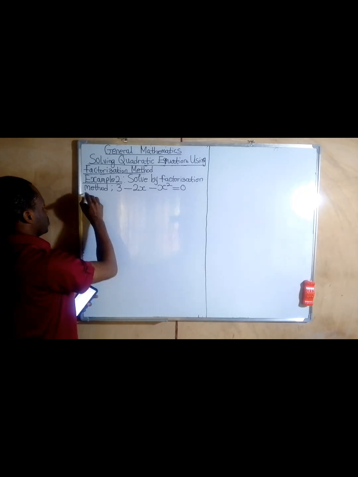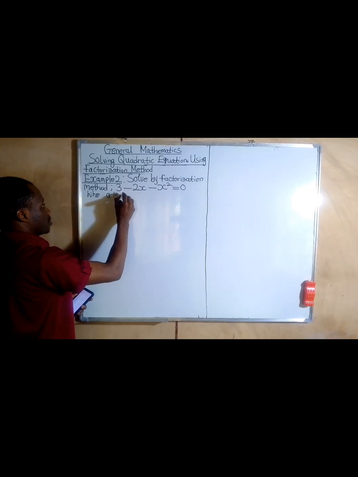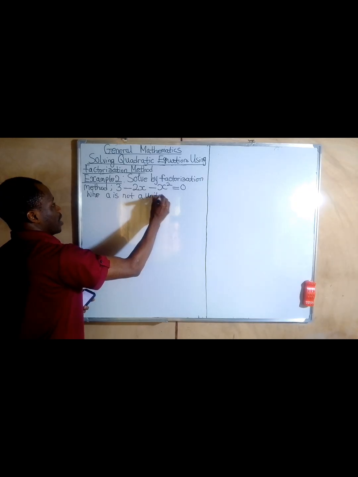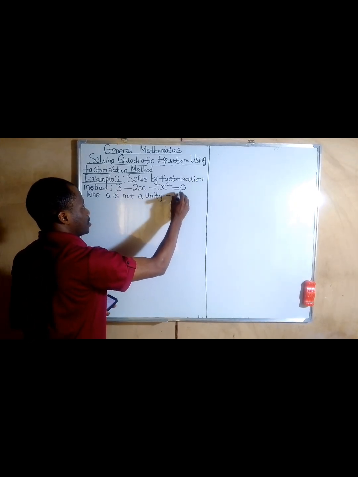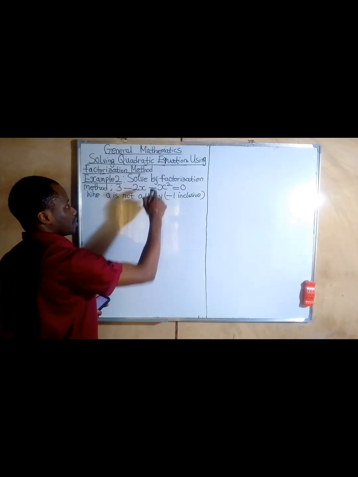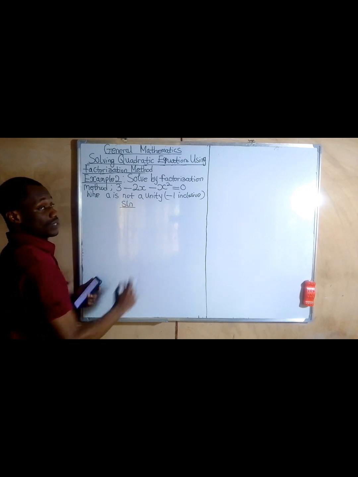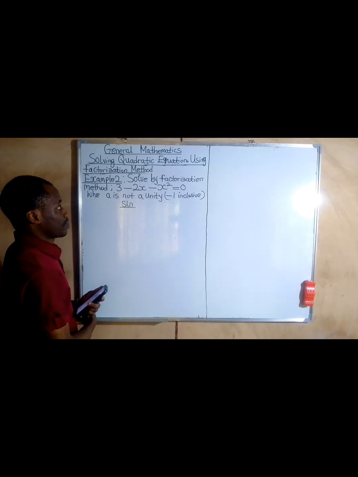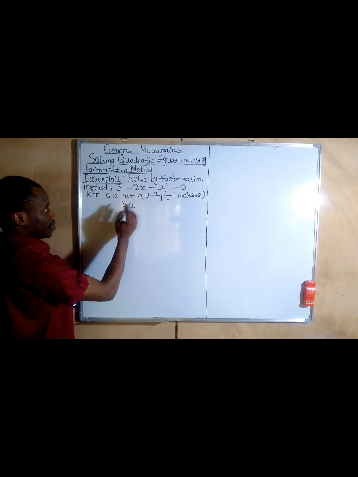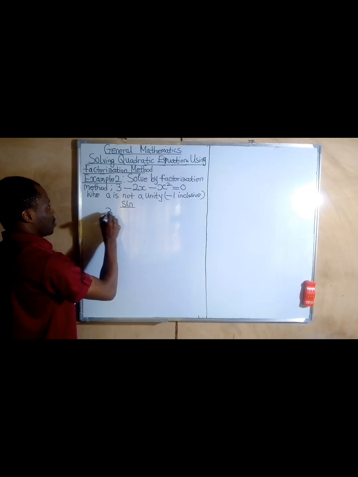This is when a is not a unity, where you have minus 1 inclusive. That's the coefficient there. So now let's solve. Remember we said something like this when a is a unity, but this one is not a unity, minus 1 inclusive. Now let's solve the question. Just rewrite it the way it is so that you don't confuse yourself, although you can rewrite if you prefer. So I'll write it the first time.